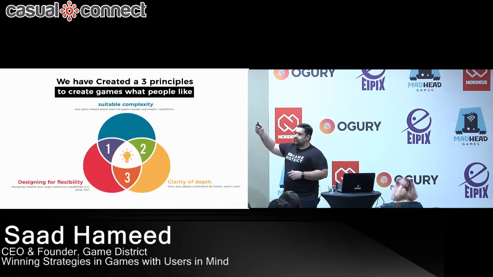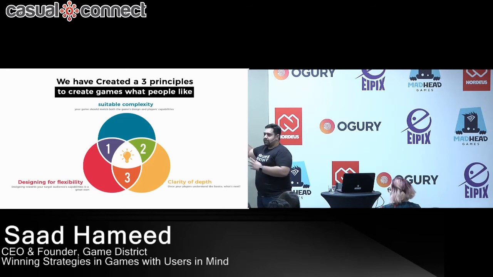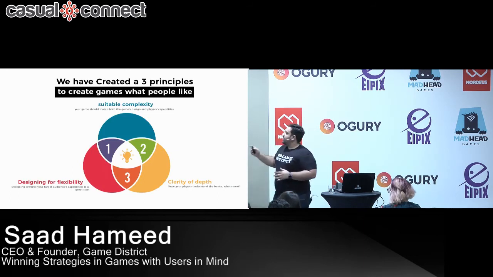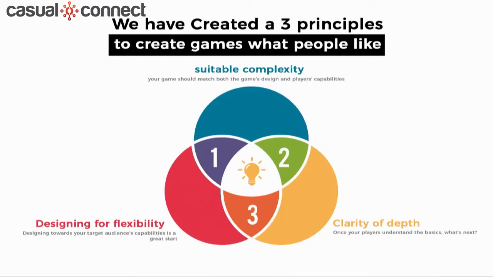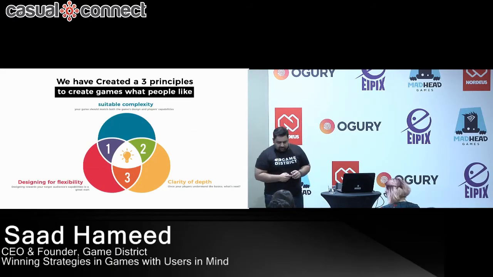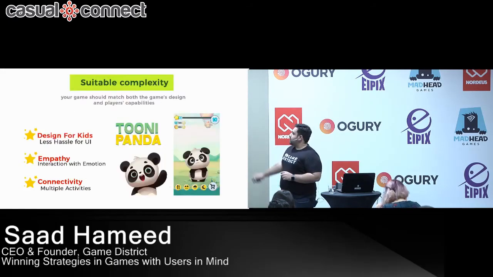And we have created three major things that you have to understand when you start making games. Number one is suitable complexity. Number two is design for flexibility. And the third one is clarity of depth. Based on these things, we have started a new game genre, and we came up with a character called Toonie Panda. It's a cute character for suitable complexity.